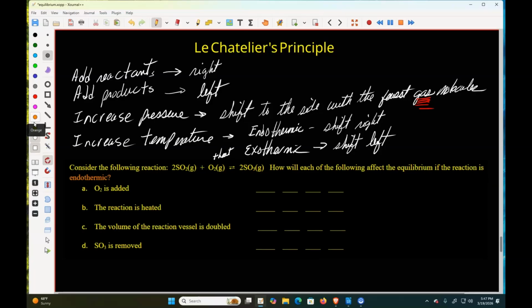Okay. So if O2 is added, I'm going to go ahead and label these. This is my SO2s, my O2s, and I'm going to put SO3s over here. All right. So if I'm adding O2, here's my yield sign here. So if I'm adding reactants, then what's going to happen is my O2 has increased. It has to shift to the right. So if it shifts to the right, then the SO2 must decrease and my SO3 must increase, because the reaction is going to the right. So I have to consume more SO2 and I will make more SO3.